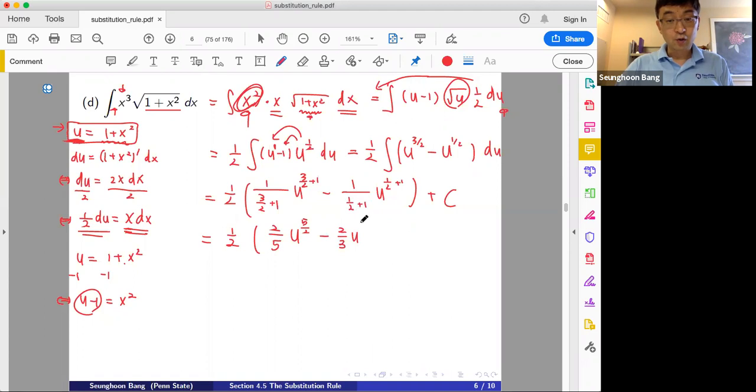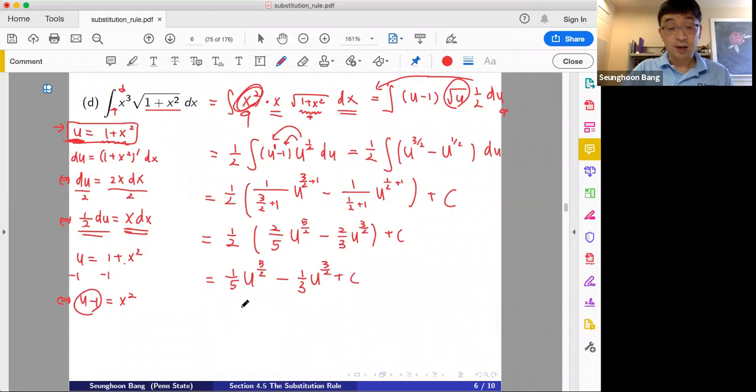U to the 3 over 2 plus c. Next, distribute 1 over 2. The 2 is crossed out, only 1 over 5 u to the 5 over 2. Then distribute 1 over 2 again. The 2 is crossed out, only minus 1/3 u to the 3 over 2.